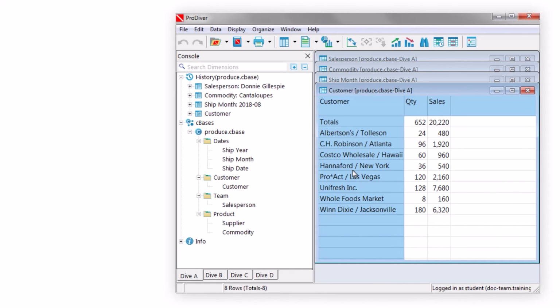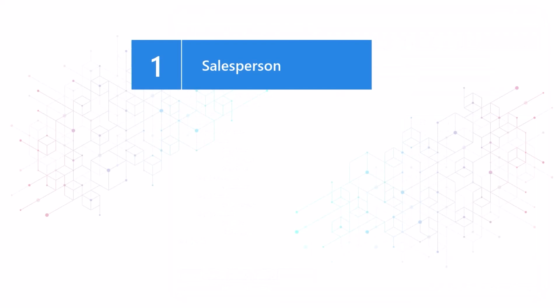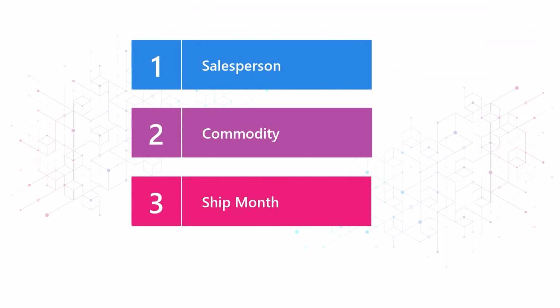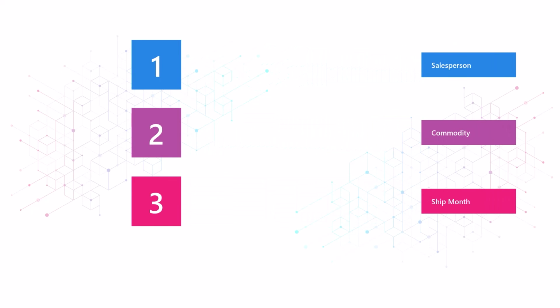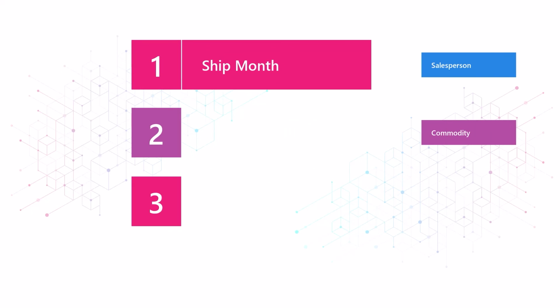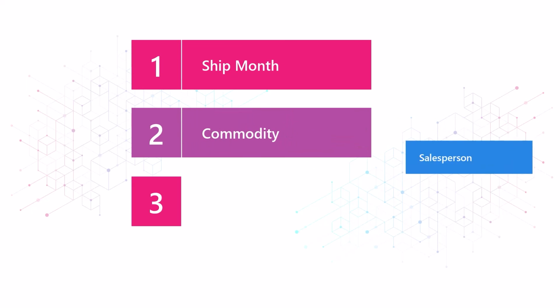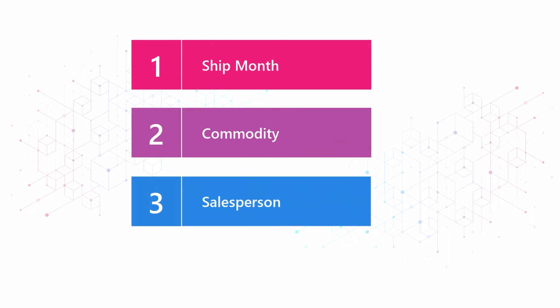One other thing to note, the order in which you complete the dives does not affect the end result. We chose to dive on salesperson, commodity, and ship month in that order before choosing to dive on the customer dimension. But if we had changed the order to ship month, commodity, and then salesperson, the final dive on the customer dimension would have shown the same result.